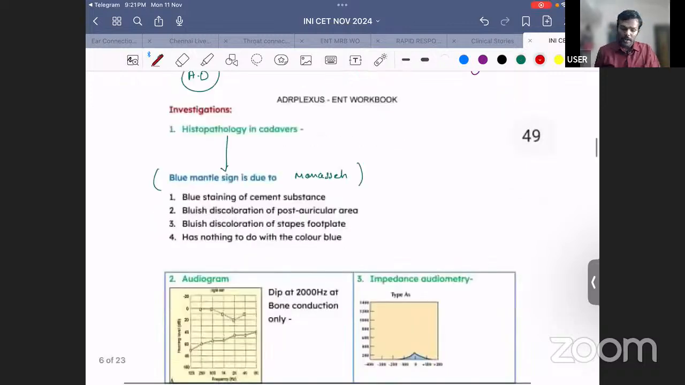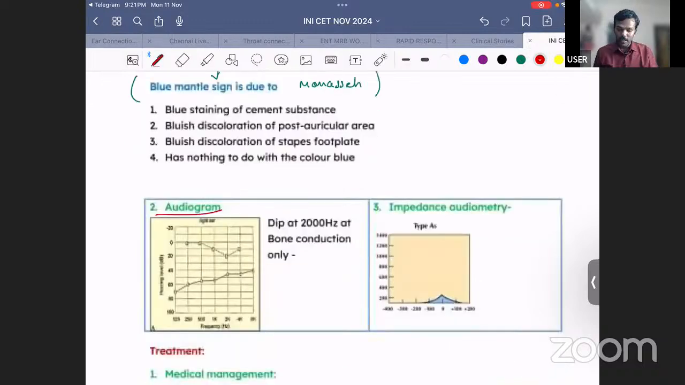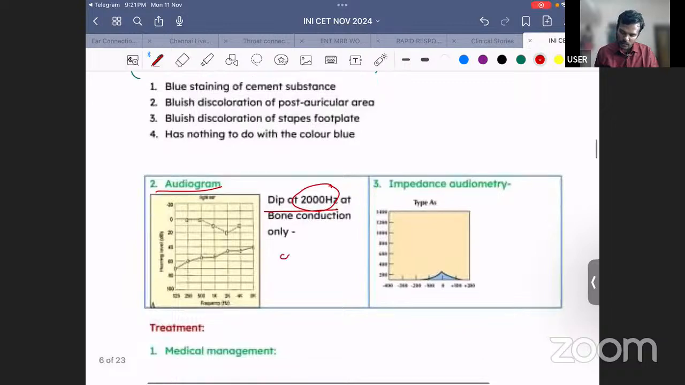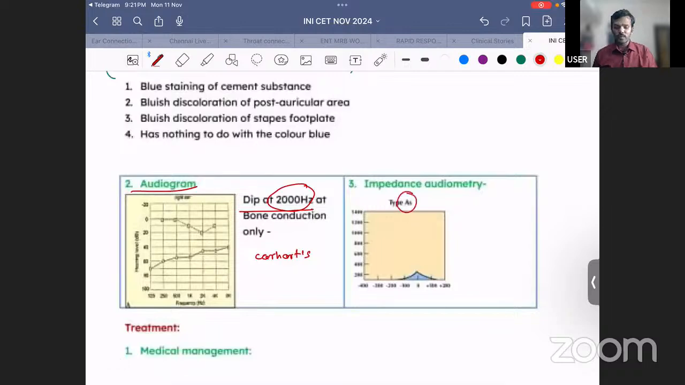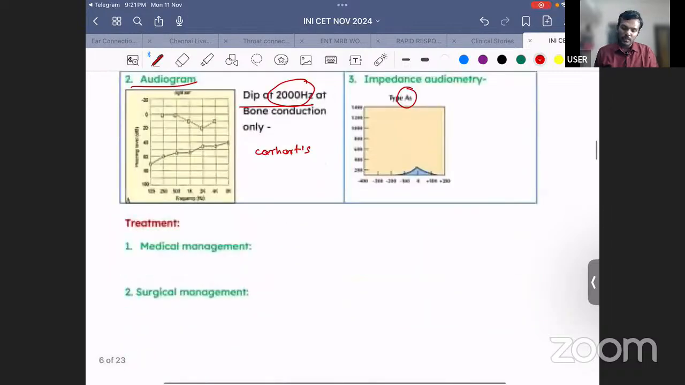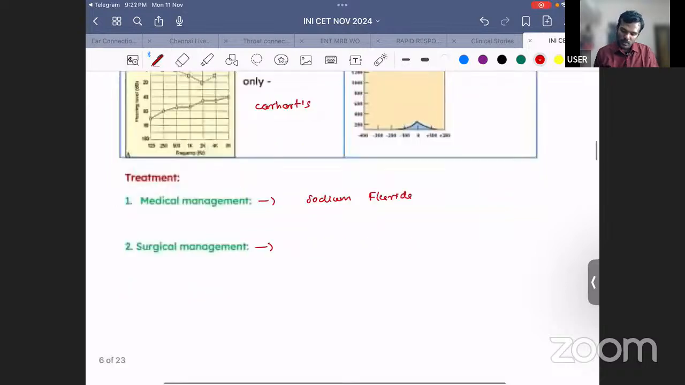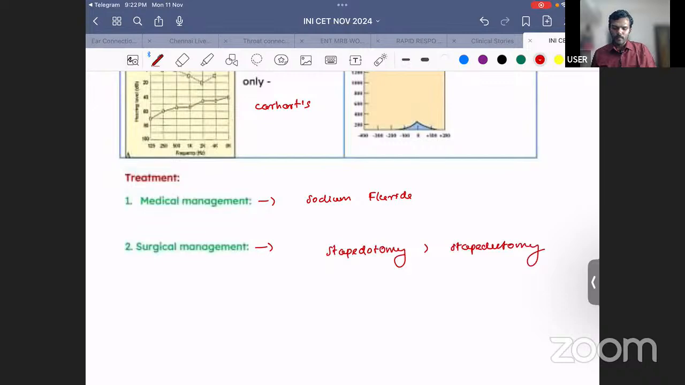Then on taking an audiogram, there will be a dip at 2000 hertz. That is called Carhart's notch, which was a previous year question. Impedance audiometry shows As type of curve, which was again an important question. Medical treatment: sodium fluoride. Surgical treatment: comparatively, stapedectomy is better than stapedotomy.